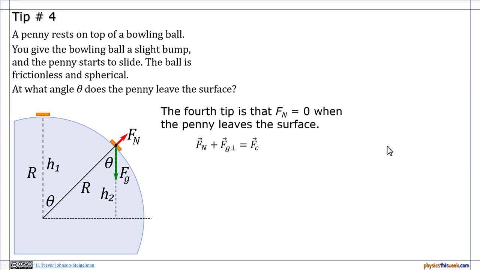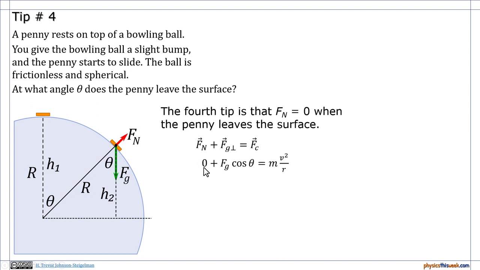Okay, so we saw in the last slide that the normal force and the gravitational force are providing the centripetal force. And because the centripetal force points towards the center of the circle, it's only the gravitational force that's perpendicular to the surface that is going to come into play.